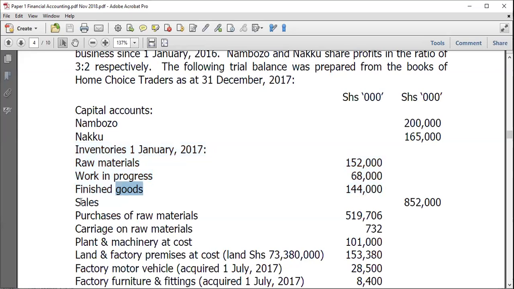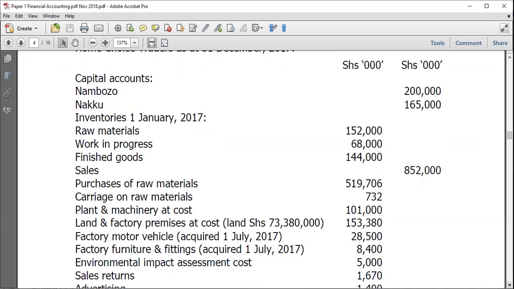Next we have sales, which we know will go to our P&L. We have a purchase of raw materials in the same way. And then we also have carriage of raw materials. This may seem to be new, but you know that carriage on raw materials works with purchase of raw materials, because carriage on raw materials increases the cost of your purchases. And then we have plant and machinery at cost, and as soon as I see plant and machinery at cost, my mind is to think about the accumulated depreciation that is associated, and the depreciation methodology that I'll be given.